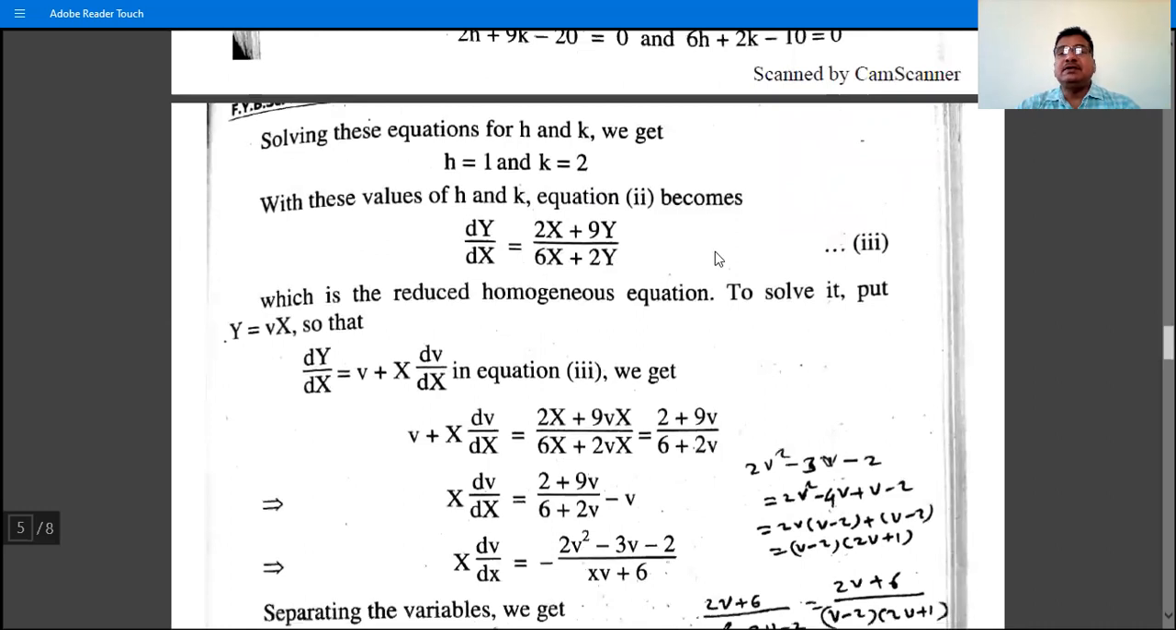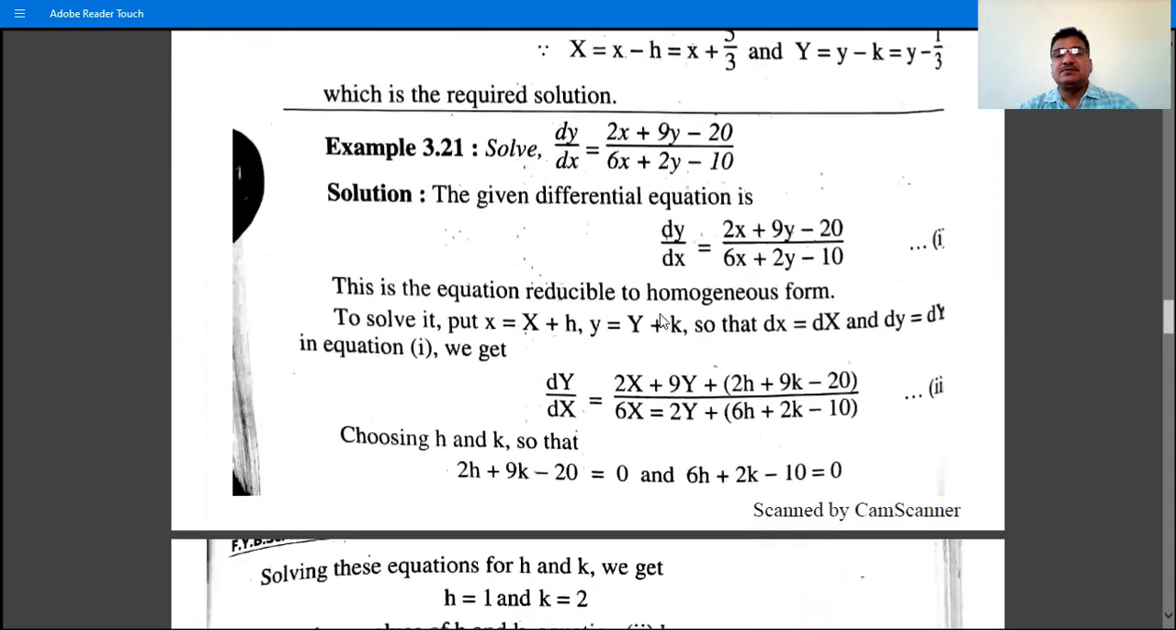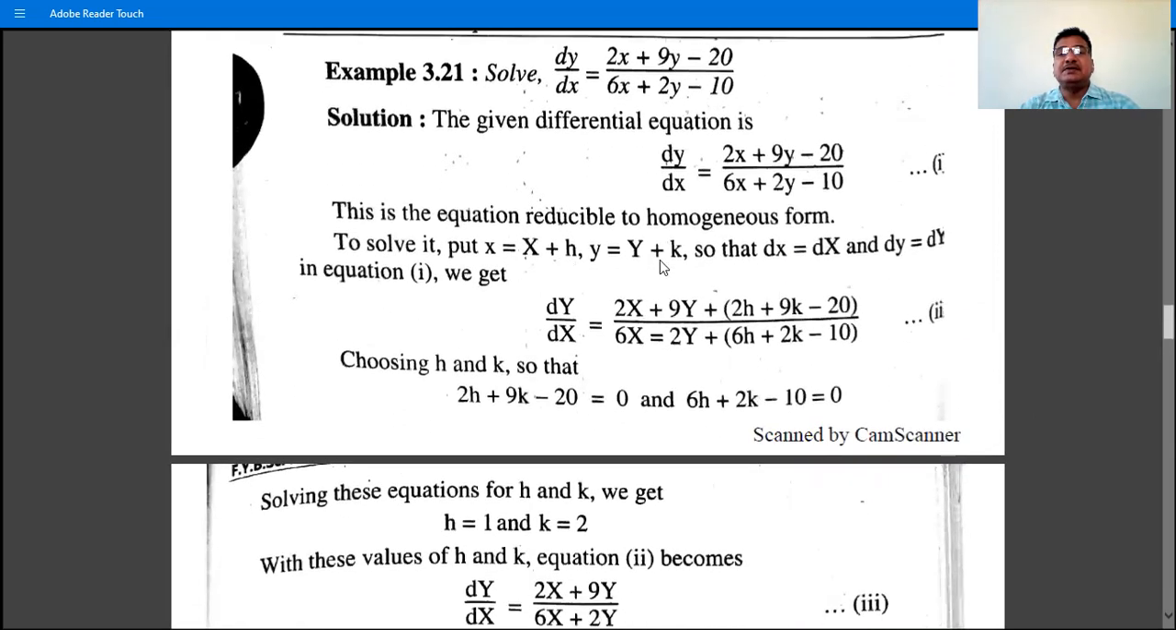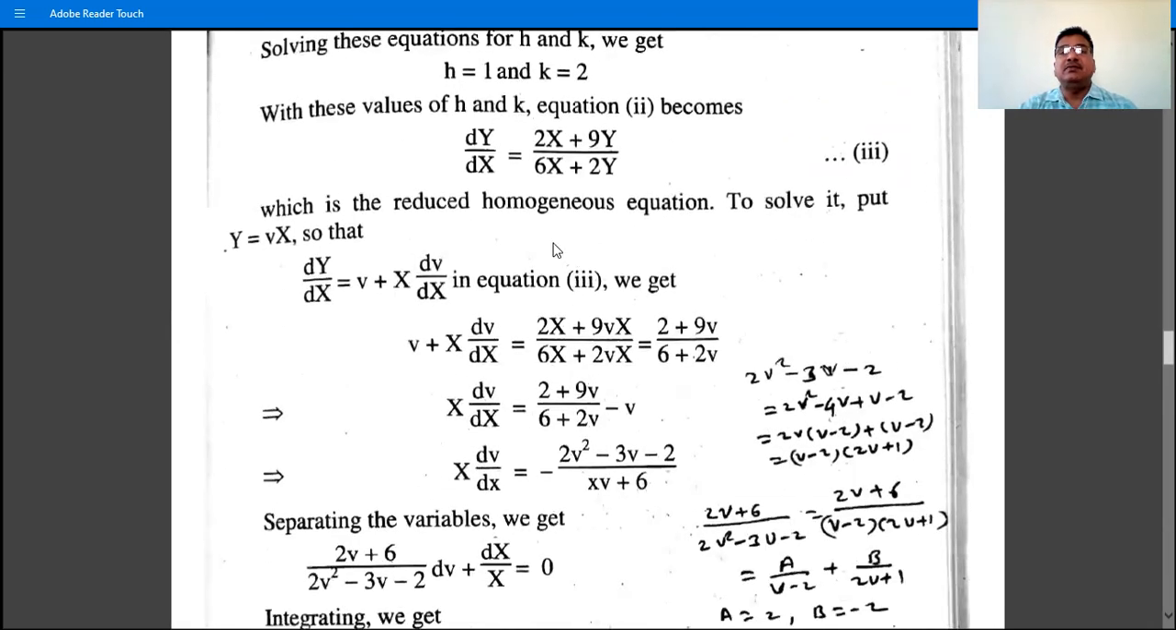Now this equation number 3 is a homogeneous differential equation, because if you observe, 2X plus 9Y is a homogeneous function of degree 1, and 6X plus 2Y is a homogeneous function of degree 1, and therefore this is a homogeneous differential equation. So the given non-homogeneous differential equation, after substituting x equal to X plus h and y equal to Y plus k, is reduced to a homogeneous differential equation. Now we have to solve this homogeneous differential equation.